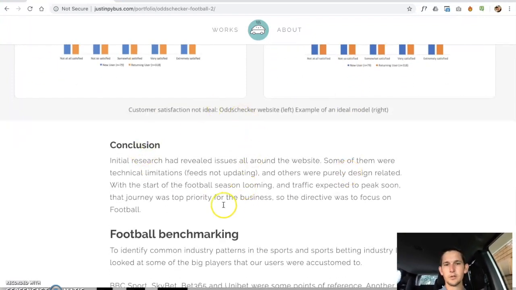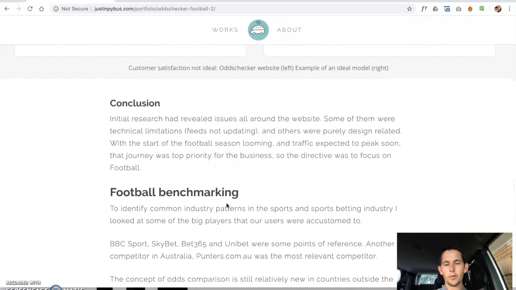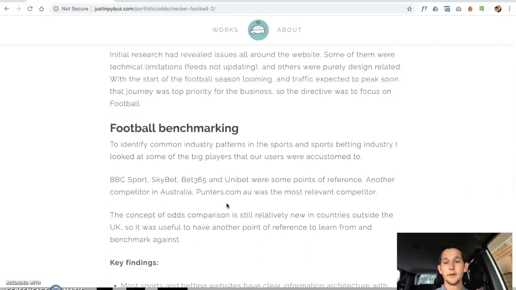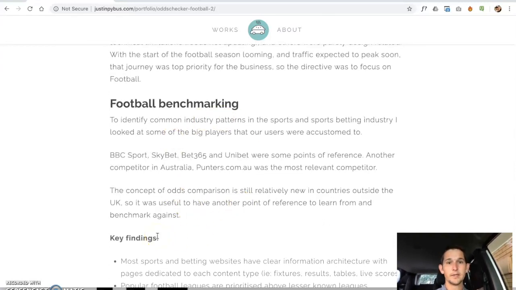So the conclusion of all that research was that we had revealed a whole lot of high severity issues, and now we had a solid case to present back to the board and say, look, guys, these are the things we need to fix on your website. After we did that and we had the buy-in, we went about the next stage of the redesign, which was basically doing a bit of a competitor analysis to see what other competitors were doing, what our users might expect from our product, and how we could meet their expectations in terms of what they are used to seeing around the industry.